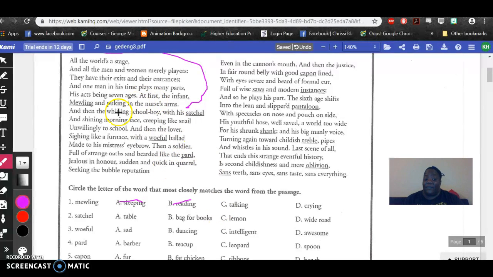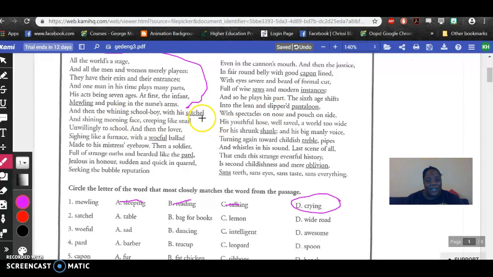And talking, infants don't only talk either. Crying. Crying and puking are probably the two things that babies do best. So I'm going to assume that using my context clues and what I know about babies, that mewling is something that has to do with crying. So the correct choice would be answer D, letter D. Okay? So now, let's take a look at the next thing.